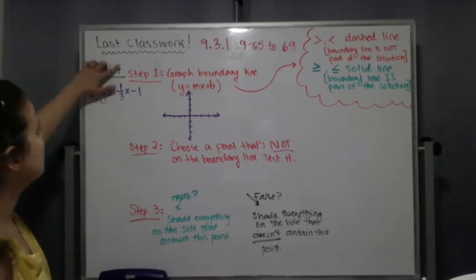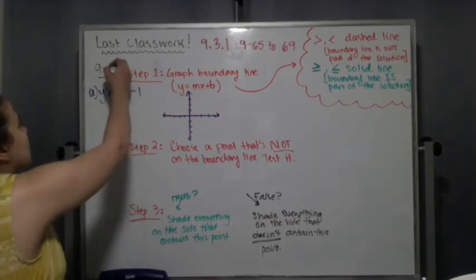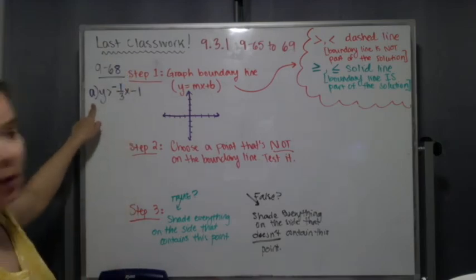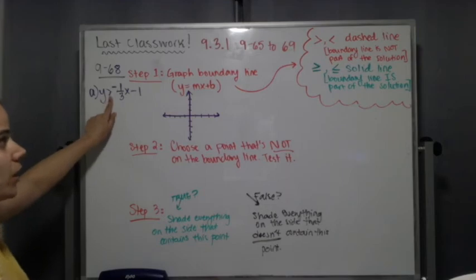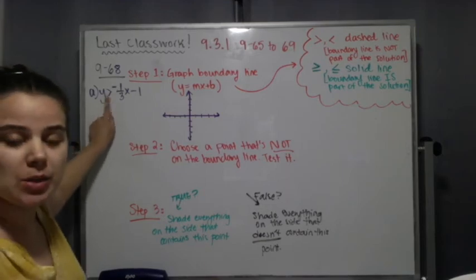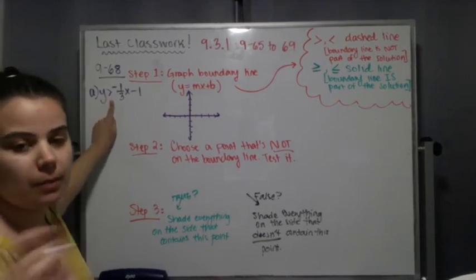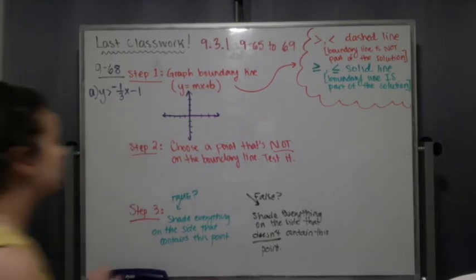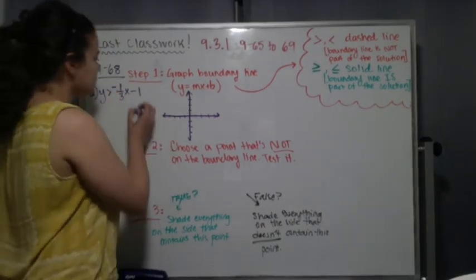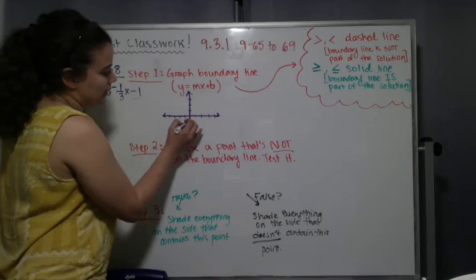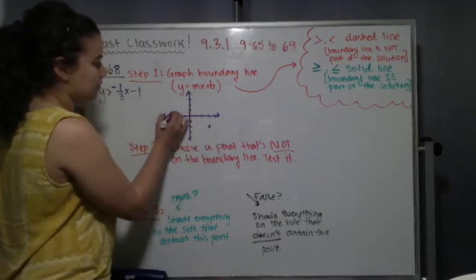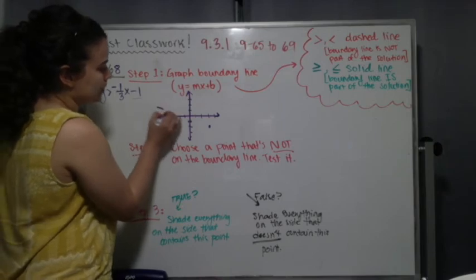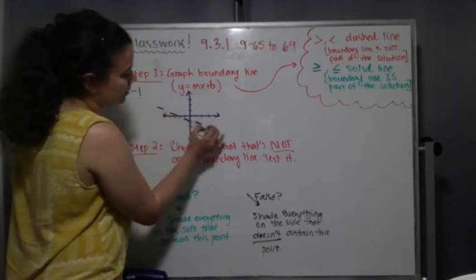Oh, this is 968. Oops. I'll go through the steps for part A. So we have a boundary that's going to be a dashed line. Because we're greater than this value, we don't want the boundary in the solution, so we'll use a dashed line to represent that. Our y-intercept is -1, and our slope is -1/3. So then we can put a dashed line here.